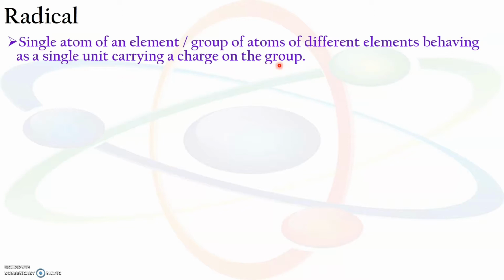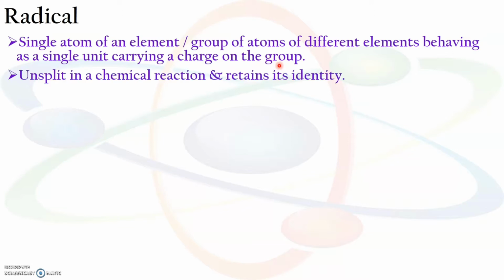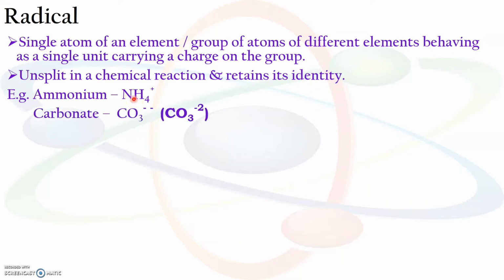Generally, in a reaction, a radical remains unsplit and therefore it retains its identity in a chemical reaction. Now let's see the examples of radicals. Ammonium radical with the formula NH4+, carbonate radical with the formula CO3-2.